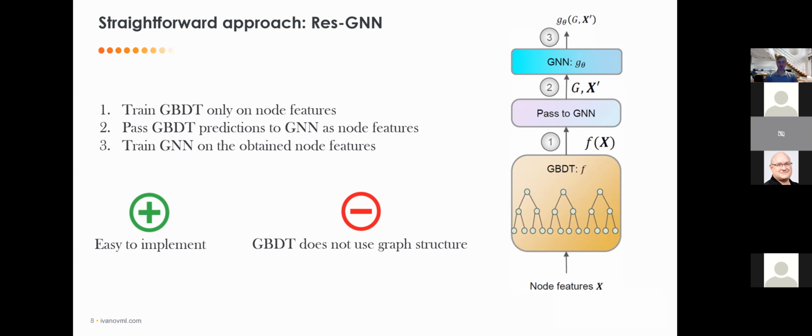However, GBDT doesn't use the graph structure at all. So there is no signal coming from the graph to GBDT, and therefore it may overfit and it may be suboptimal.